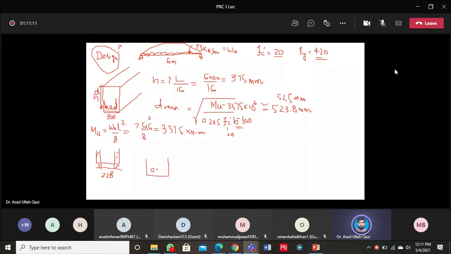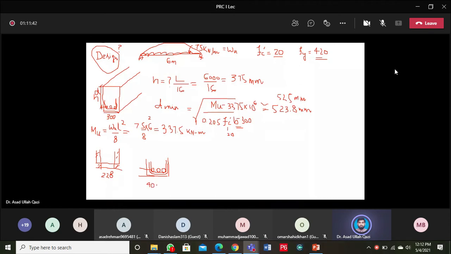So if I want to estimate at this stage what finally will be my cover in the beam, from the soffit to the center of the steel, first I will take 40 as the clear cover.